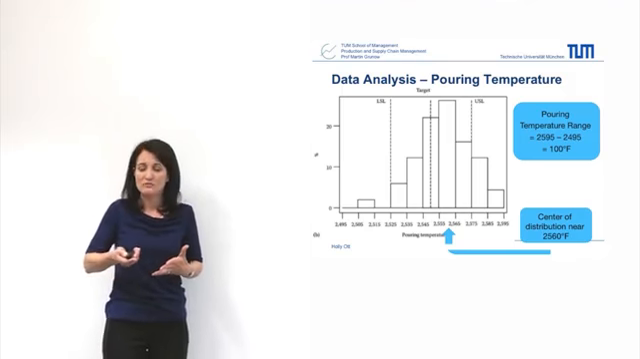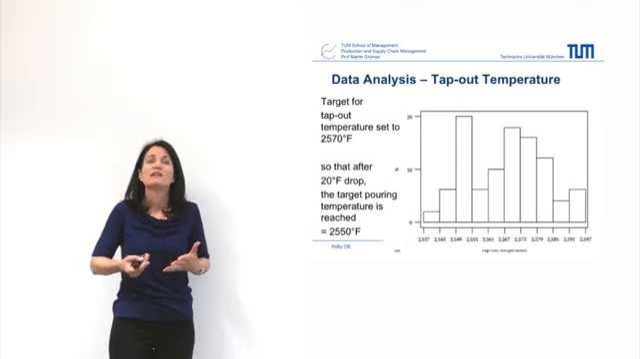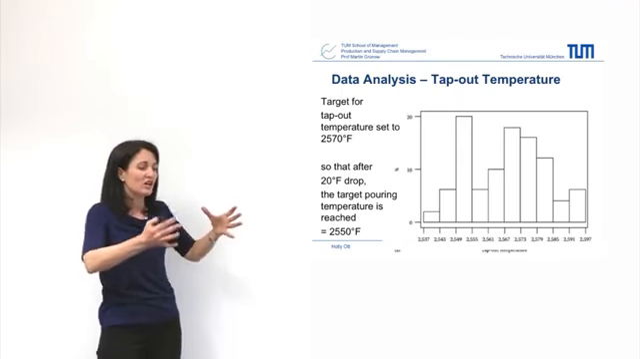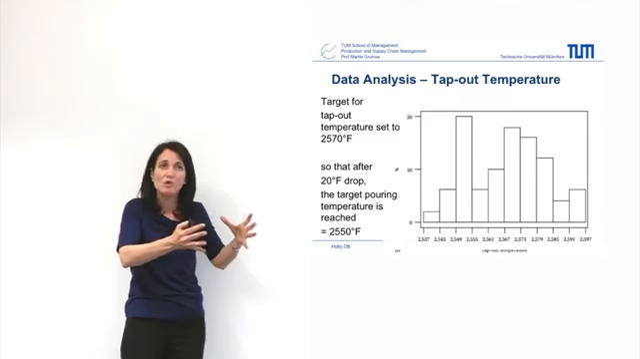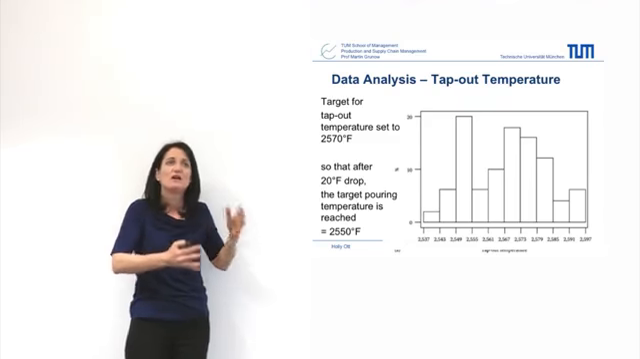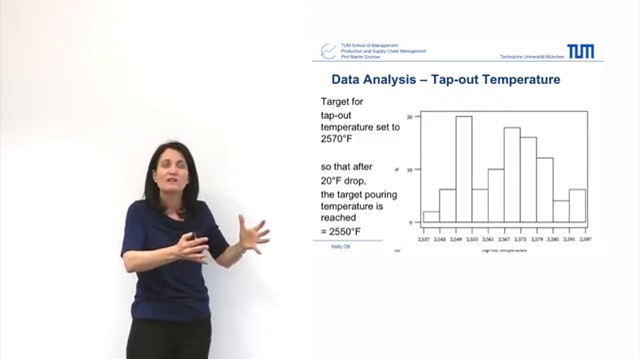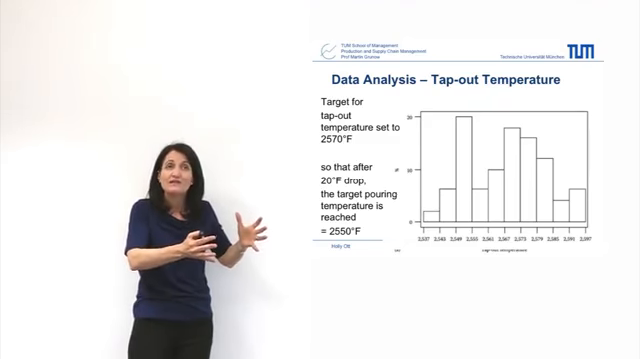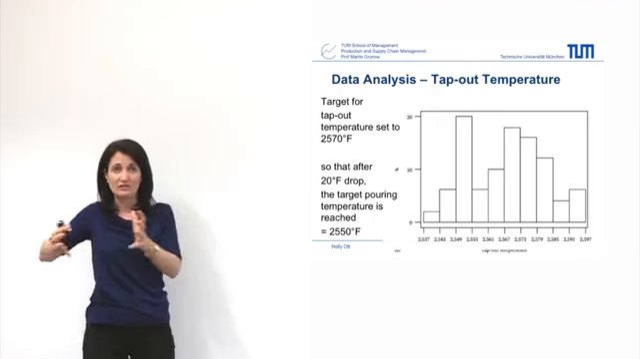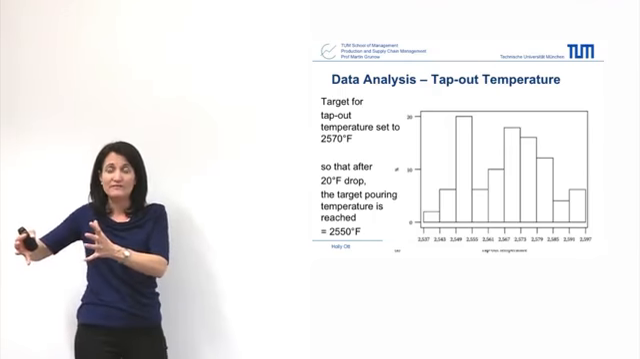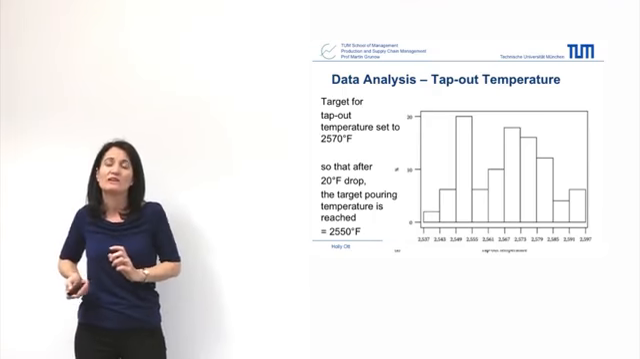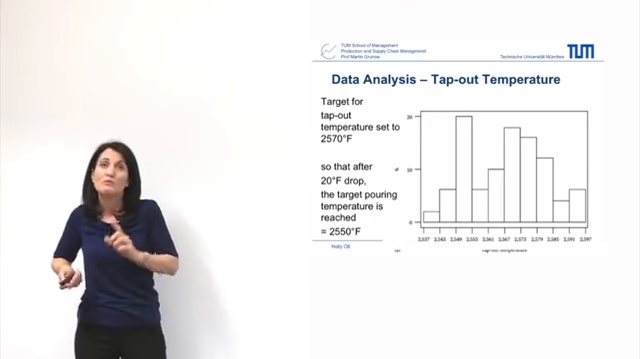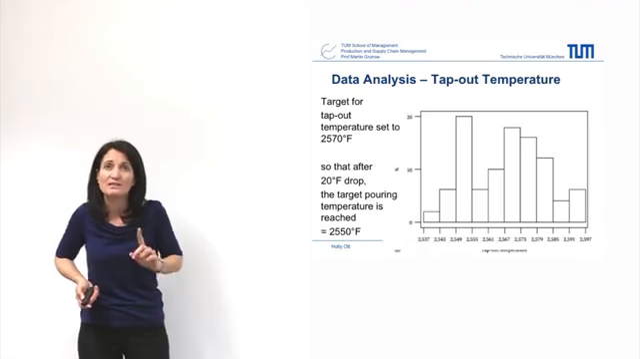So let's go one more slide forward and we get to the tap-out temperature. Now here we see the data that we've collected from when the iron is actually molten and when it's taken out. Now, again, we had targeted 2,570 degrees Fahrenheit so that after traveling 150 yards, it would be at the target of 2,550. But what can you see with this data?